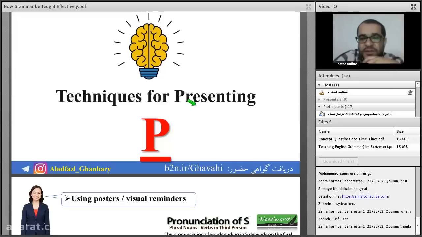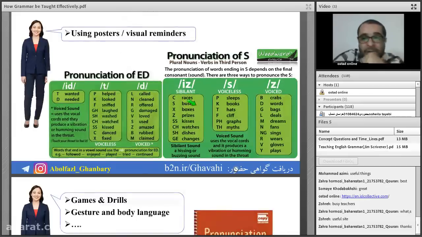By segmental features we mean vowel, diphthong and consonants. Diphthong means combination of two vowel sounds. And by suprasegmental features, we mean the sounds beyond individual letters, like connected speech, weakening, assimilation, and etc. I want to talk about them in the rest of the webinar.